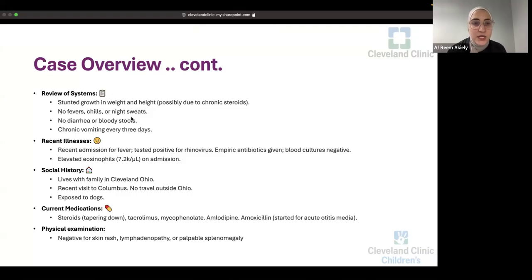He had no animal exposure apart from dogs. For his medications, as we said, he was on a steroid taper, he was on tacrolimus, CellCept, amlodipine for hypertension, and just the same day he was started on amoxicillin for acute otitis media. On examination, he did not have any skin rash, any notable lymphadenopathy, or palpable hepatosplenomegaly.